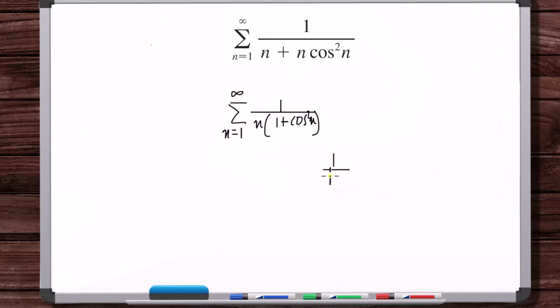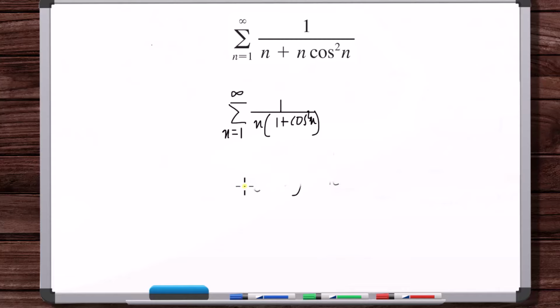So how does 1 over n compare with this? This is going to be always positive, and we can think about cosine squared of n being between 0 and 1, but technically it'll probably never be equal to 1 or 0. So this will be between 1 and 2. This is always some number that's greater than 1, so this will always be less. This diverges, so this is inconclusive. The comparison test is inconclusive.